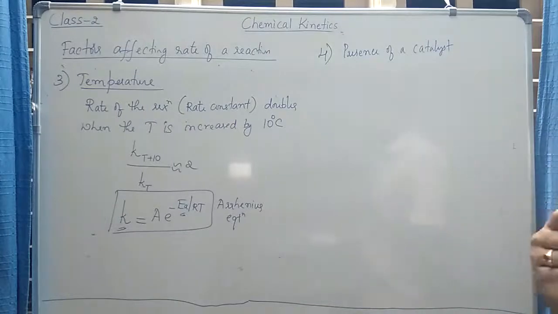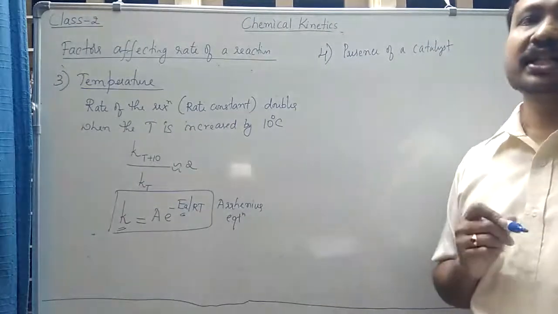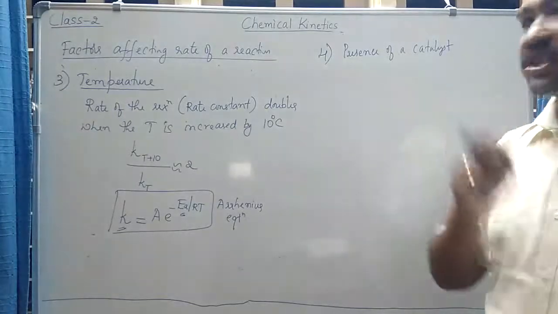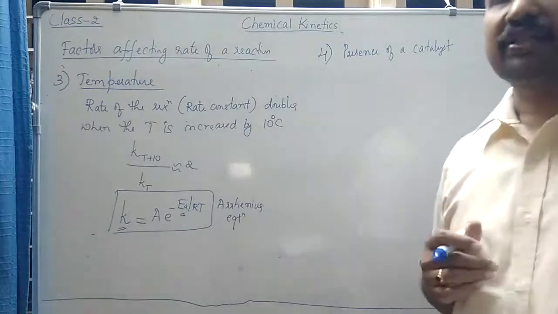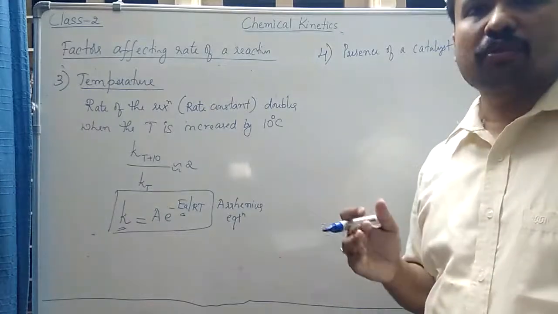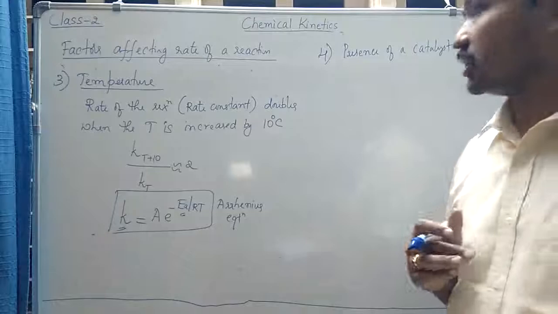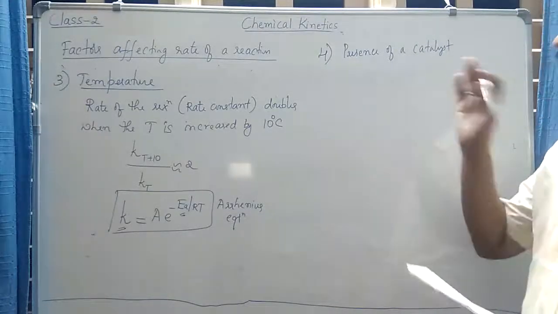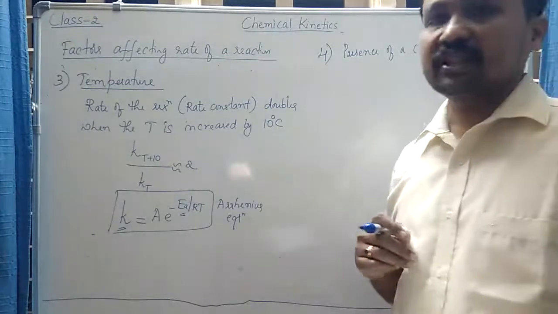It may undergo physical change, but it alters the rate of the reaction. It may increase or decrease the rate of the reaction. A positive catalyst increases the rate of the reaction, whereas a negative catalyst decreases the rate of the reaction. The mechanism through which the catalyst actually affects the rate is a different topic. We will not discuss it now. So remember, the presence of a catalyst is also a factor that affects the rate of a reaction.